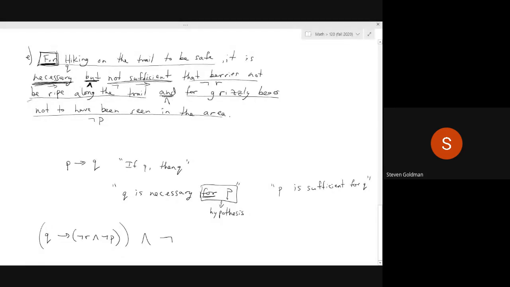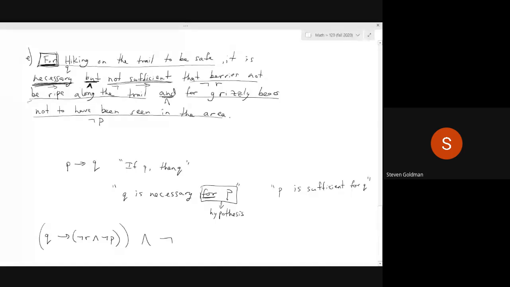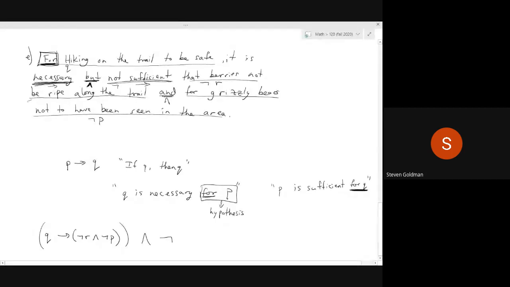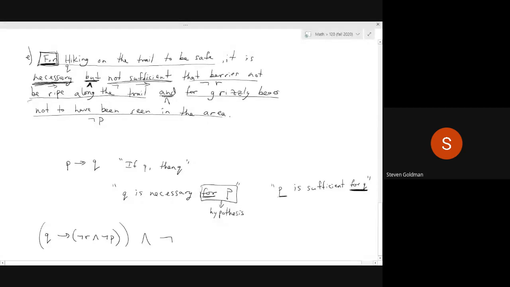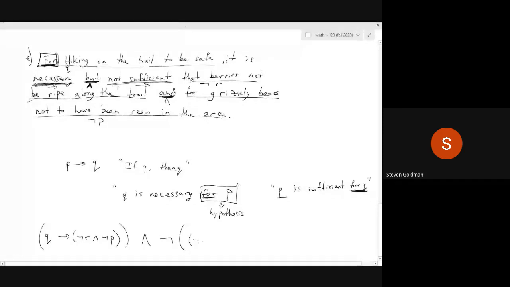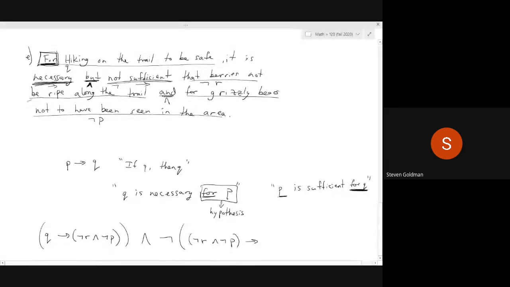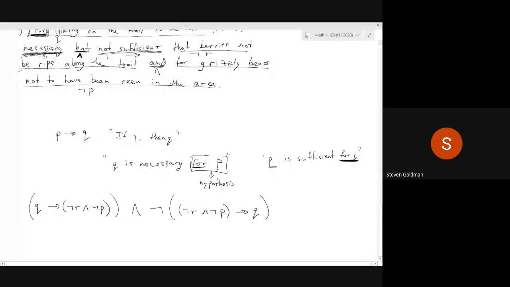So this time, the Q, that is your conclusion, and the other part is the hypothesis. So here, hiking on the trail to be safe will be the conclusion, and not R and not P will be the hypothesis. So here we have: it is not the case that (not R and not P) implies Q. And that would be our answer for this one.